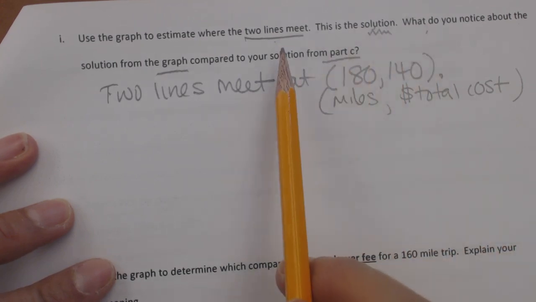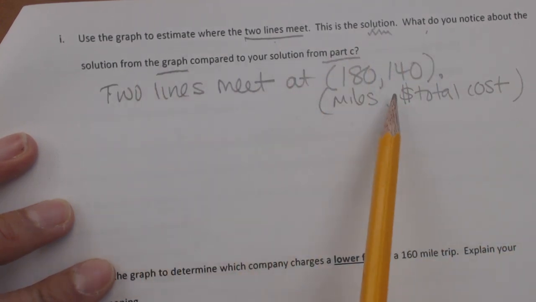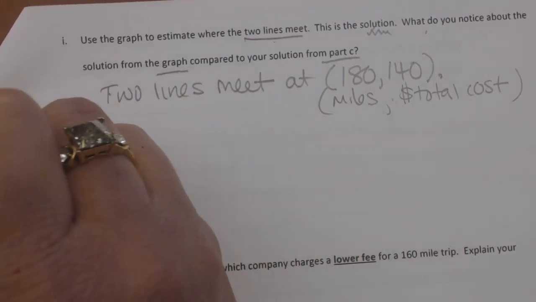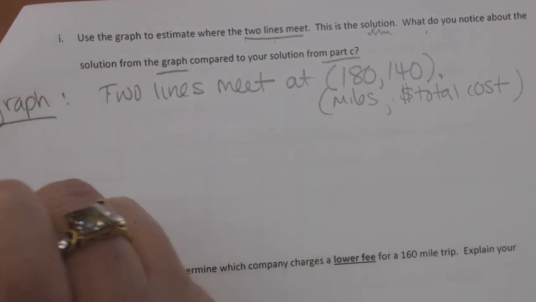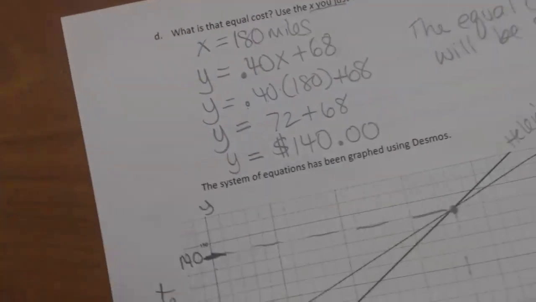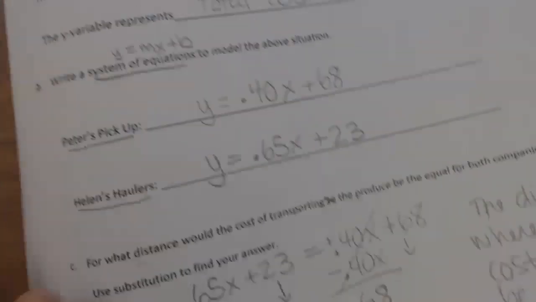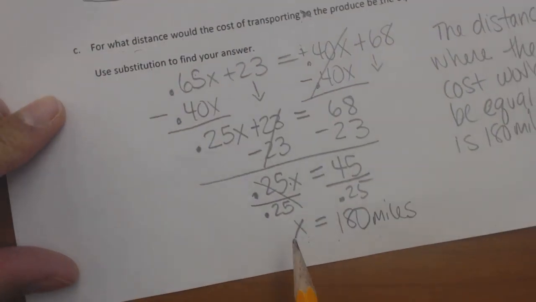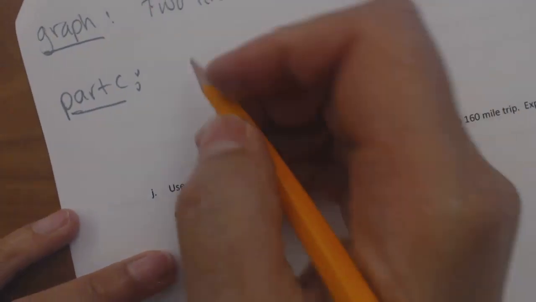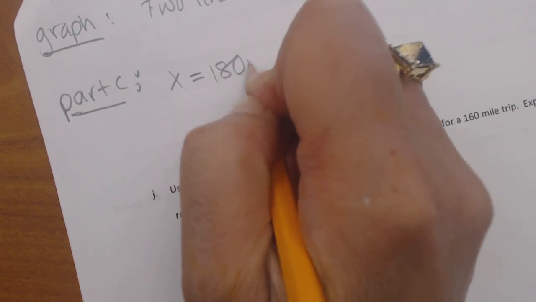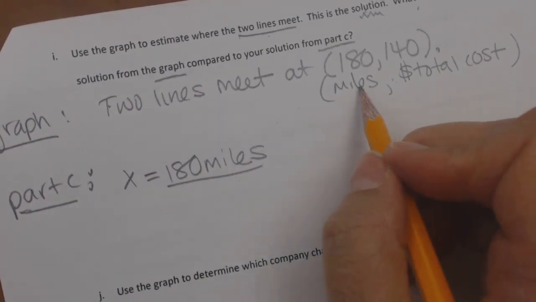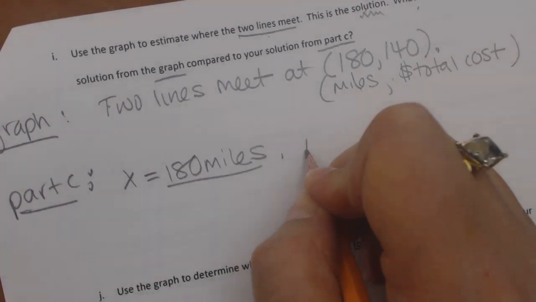Now let's answer, what do you notice about the solution from the graph? This is our graph, compared to your solution from part C. So I'm going to label this graph, and then I'm going to label part C. So let's go back and see what we got at part C. So part C is here, and x is 180 miles. So I'm going to label that. X equals 180 miles. Oh, look at that. 180 miles, 180 miles. It's the same.